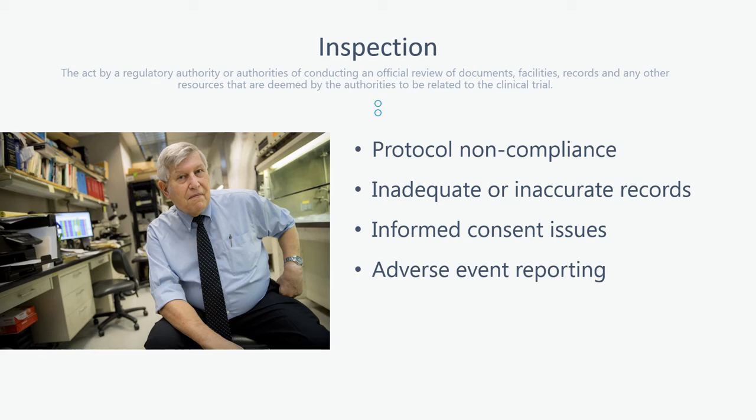The inspection starts with an opening meeting where the lead inspector usually outlines the scope and purpose of the inspection, confirms the inspection plan, and introduces the inspectors. Upon completion of the inspection process, if inspectors find issues related to the clinical trial process, certain measures should be taken. Here are a few examples: protocol non-compliance, inadequate or inaccurate records, informed consent issues, and adverse event reporting.